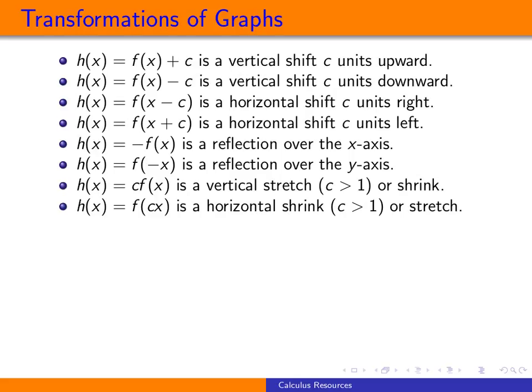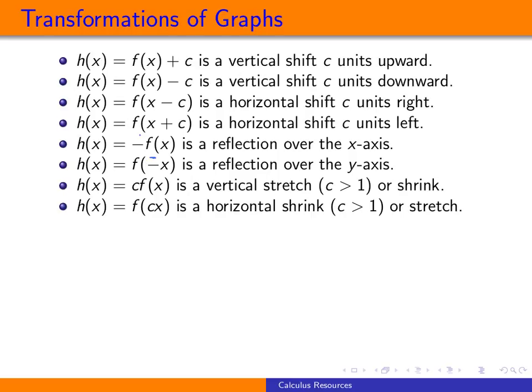So to begin, if we start off with a common graph, let's call it f of x. If we add c to it or subtract c from it, it's going to shift it up c units or down c units, so a vertical shift. However, if we change that input, if we make the input x minus c or x plus c, then that graph of f is going to be shifted c units to the right or c units to the left. If we put a negative sign outside of the function, it's going to be a reflection over the x-axis. If we change the input with a negative sign, it's going to be a reflection over the y-axis.